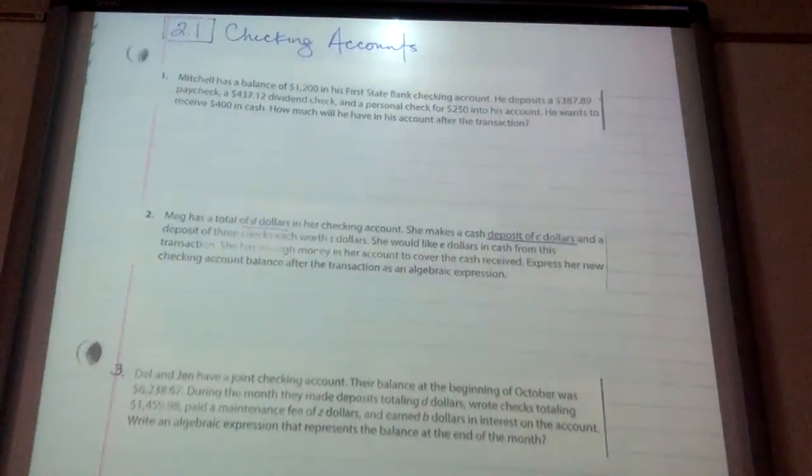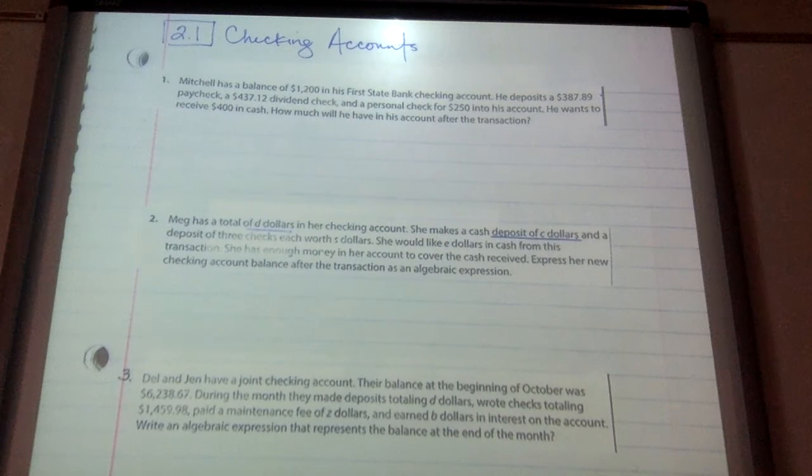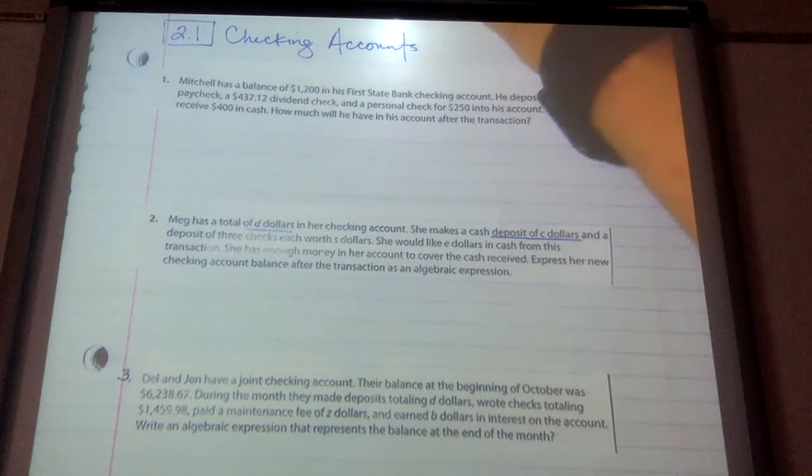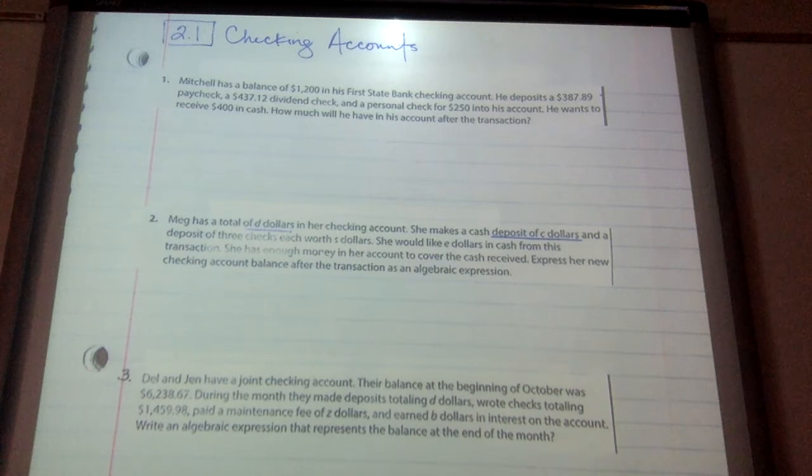Guys, we are going to jump in 2.1. Now you can print my notes and use these notes for your homework because you are going to be doing homework online for this lesson. So feel free to print this, feel free to slow the video down, fast forward, rewind, whatever you guys need.